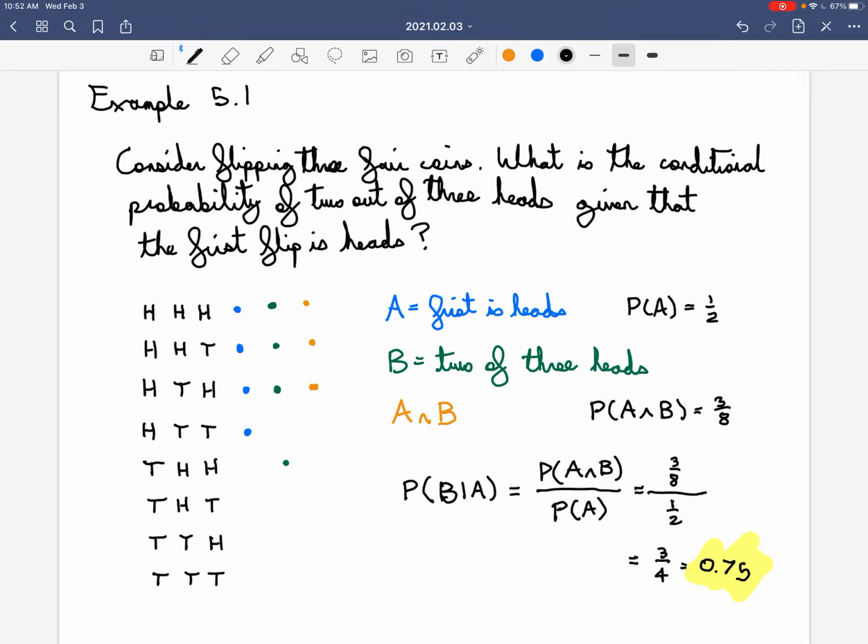And so now we can do the conditional probability formula. So probability of A and B over probability of A, so 3 over 8 over a half. It comes out to be 3/4, which is 0.075. Or sorry, 0.75.